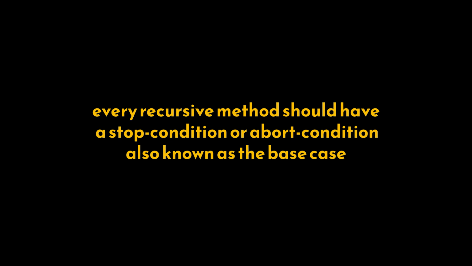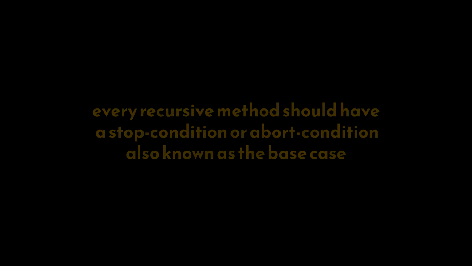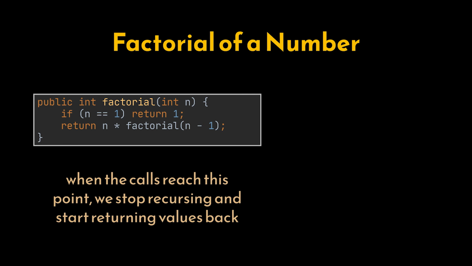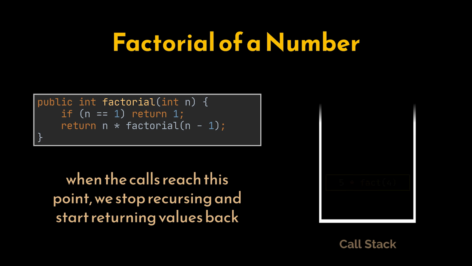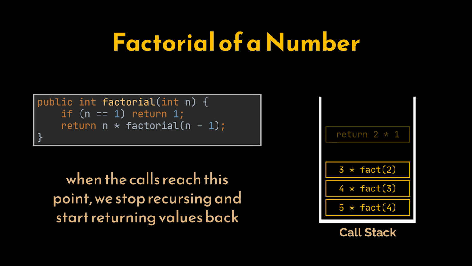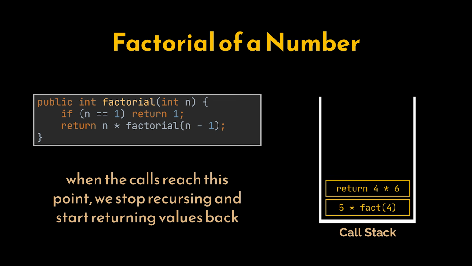To solve this, we need to add what we call a stop condition or abort condition, also known as the base case. This condition will tell our method to stop invoking itself recursively and start generating the result for us. In this example, the base case is, if n equals 1, the method should return 1 as factorial of 1 equals 1. When the recursive calls reach this point, the method stops recursing and starts returning values back up the call stack. Here, 1 is returned, then 2 times 1 equals 2, 3 times 2 equals 6, 4 times 6 equals 24, and finally, 5 times 24 equals 120.